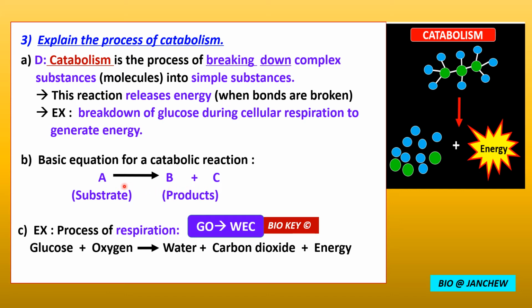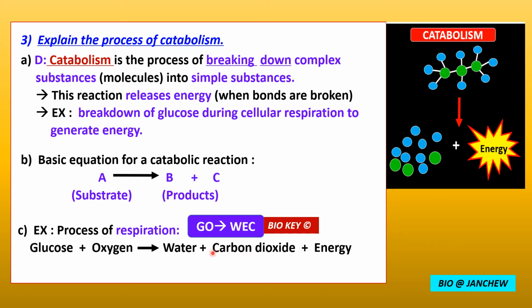One example is respiration. Let's look at the process of respiration. Here is a bio key for you to use. That means it is a memory aid which I've invented, and it's called GOWEC. GOWEC stands for respiration. G for glucose, O for oxygen, W for water, E for energy, and C for carbon dioxide. Simple, right? Once you remember this term and keep repeating it to yourself, you will be able to write the word equation for respiration very easily.